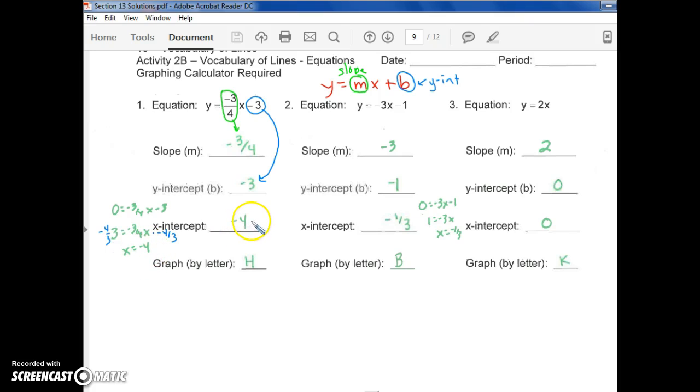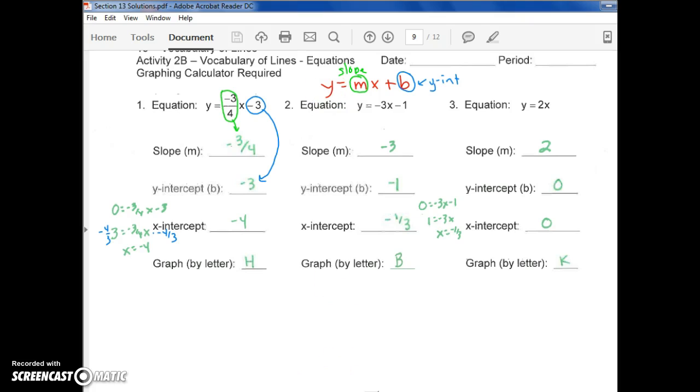That's my x-intercept. Now to match the graph, essentially what I did is I looked at the intercepts. I looked at a negative 3 and a negative 4, negative 3 on the y, negative 4 on the x, and notice that h was the one that matched up with that. You could also use your slope to calculate that as well.